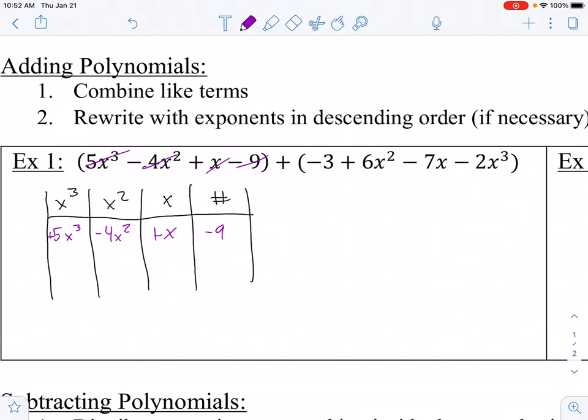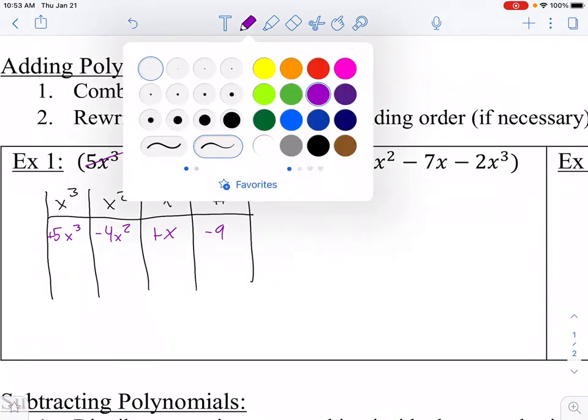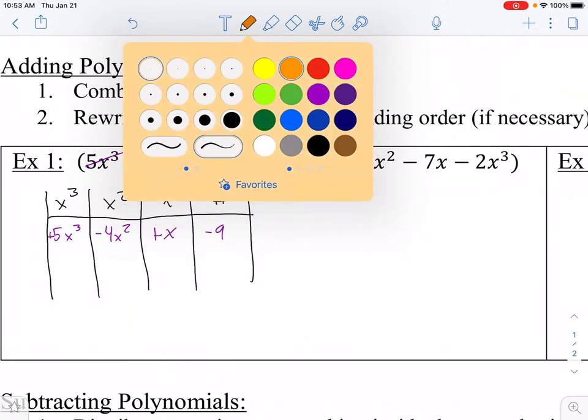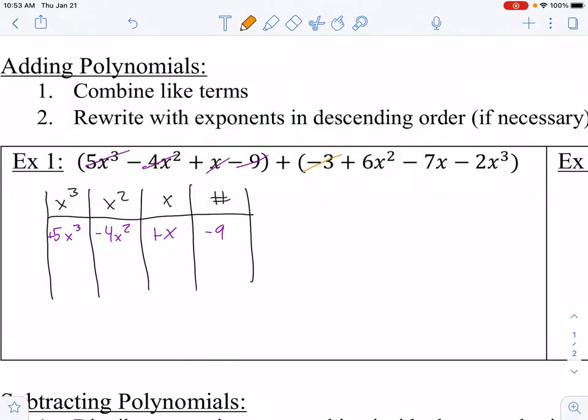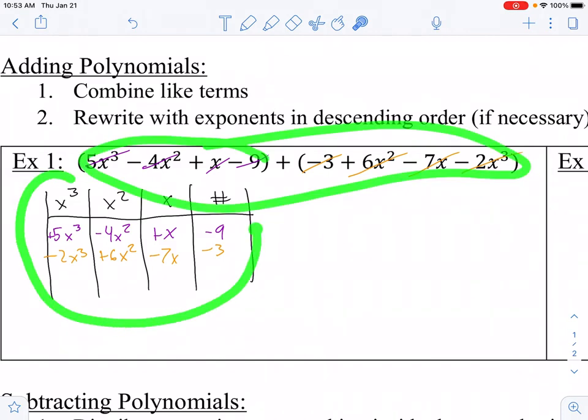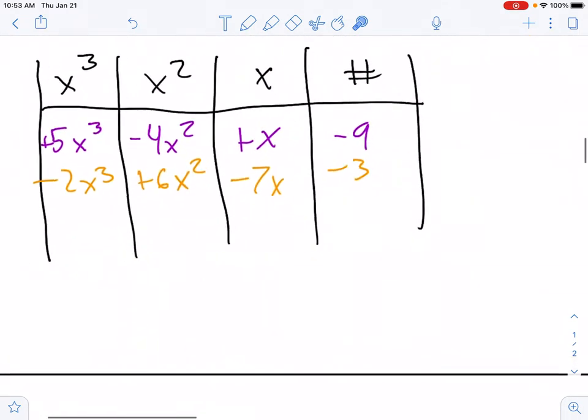Plus, here's my next row. I have a negative 3. So negative 3 is going to go in my regular number category. Actually, let me use a different color. I'll use orange. So negative 3 is going to go in my regular number category. Positive 6x to the second goes there. Negative 7x is going to go in my x category, and negative 2x to the third goes in that category. So I've taken all of my terms and lined them up in their correct category.